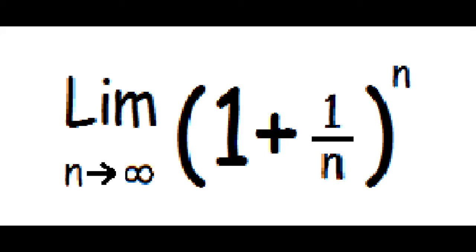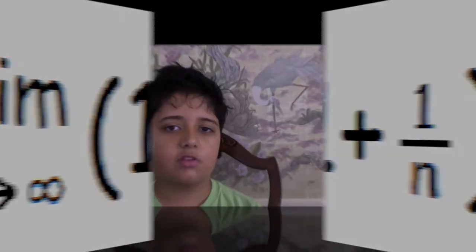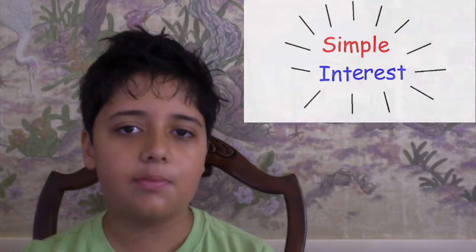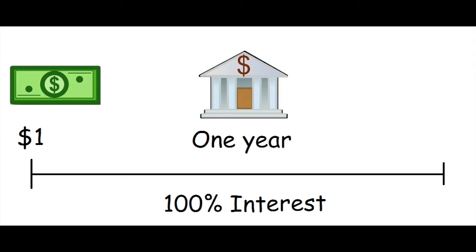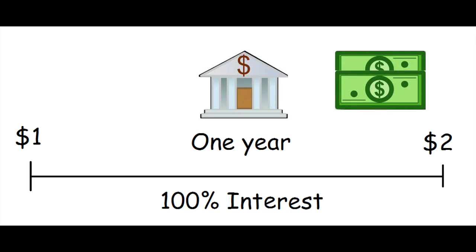To understand this, let's talk about interest. The first type of interest we're going to talk about is simple interest. So let's just say you borrow $1 from the bank, and after 1 year it's 100% interest. So at the end of 1 year, you would pay $2 to the bank.